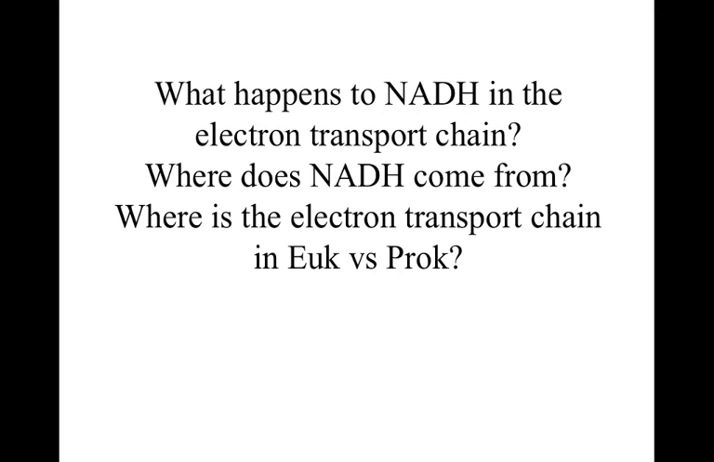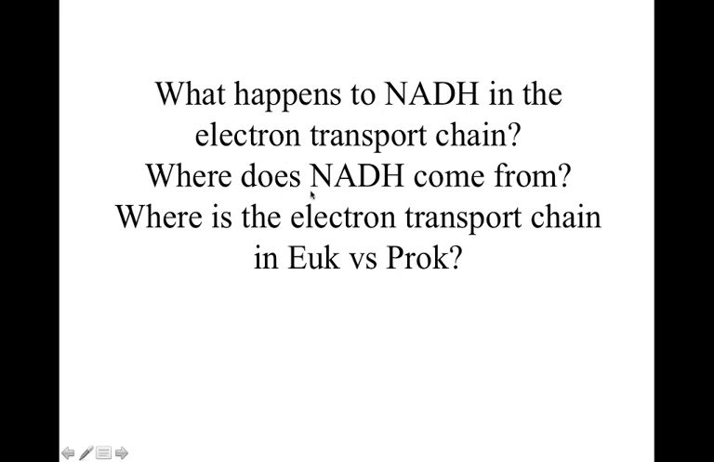What happens to NADH in the electron transport chain? Where does NADH come from? And where is the electron transport chain in eukaryotes versus prokaryotes? NADH in the electron transport chain gets oxidized to NAD. That's what happens to NADH. And the NADH comes from glycolysis, which gives 2, and the other ones are from the citric acid cycle.